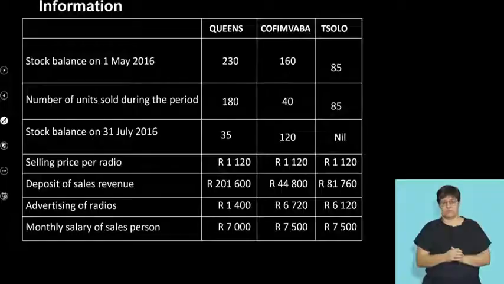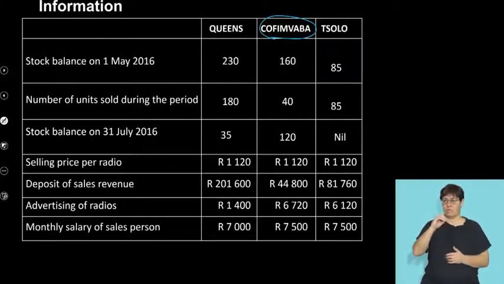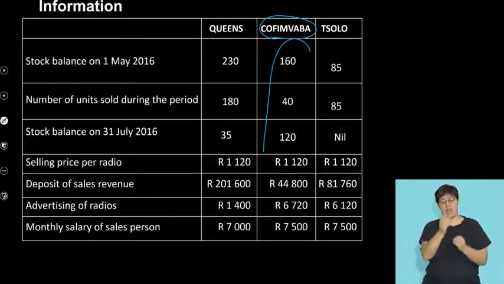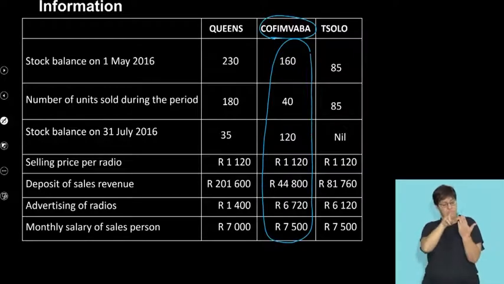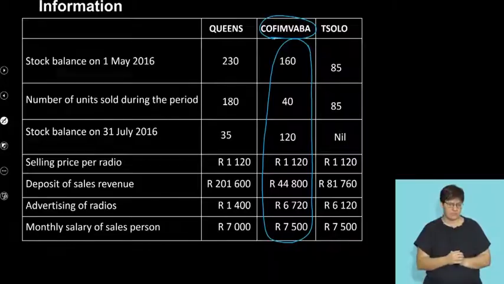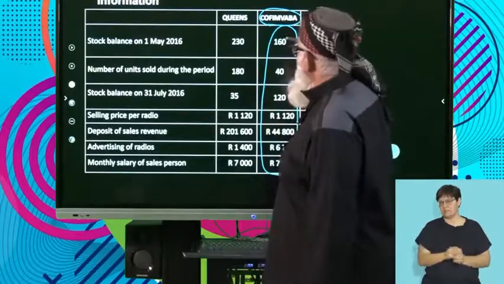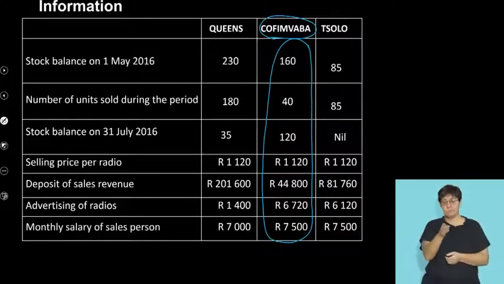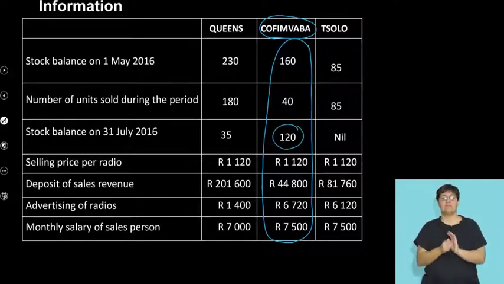Okay, the next branch that we're looking at is your Kofivamba branch, and here we have to once again look at the information and see what can we identify as a challenge. Now, just to give you an idea, if you look at the stock, you had 160, you sold 40, you got 120. Clearly you can see that is not a challenge in that store. So where is my challenge?